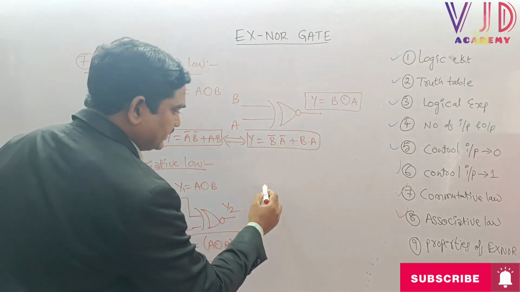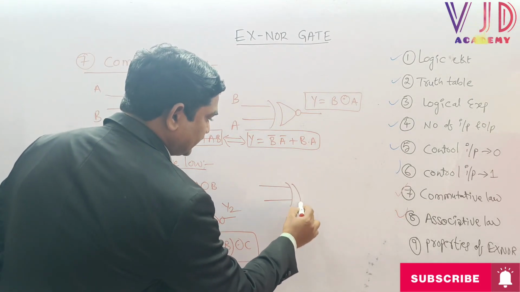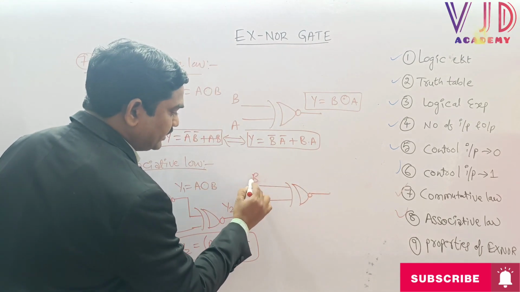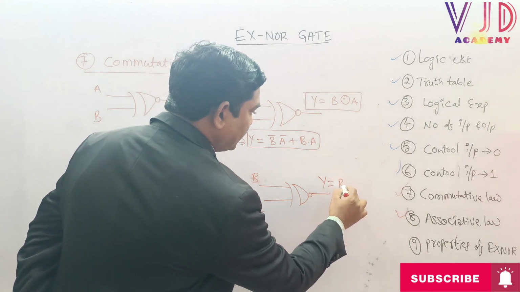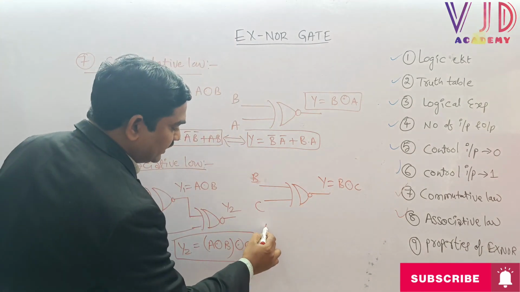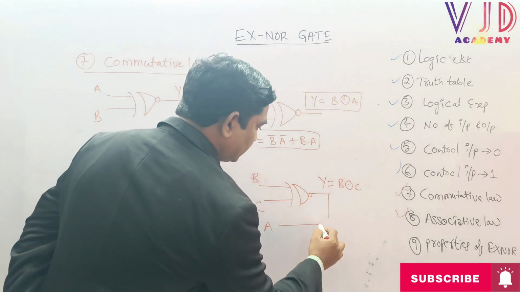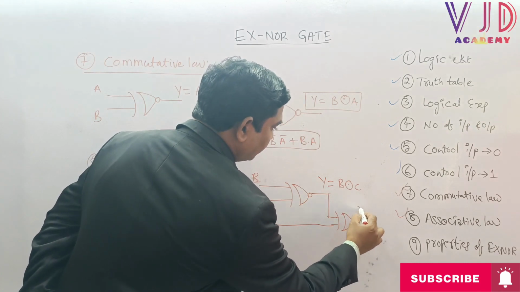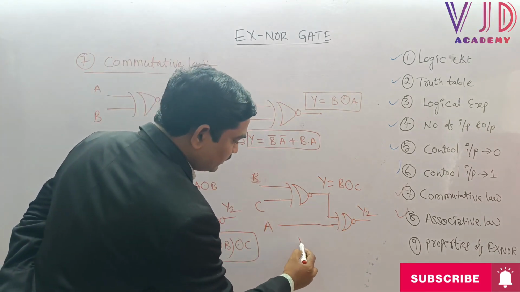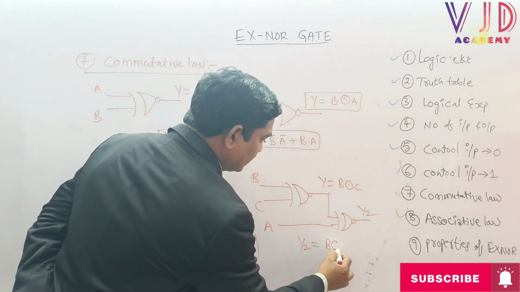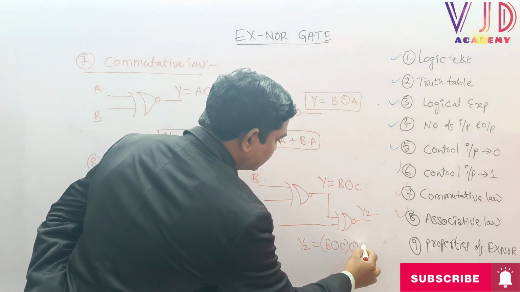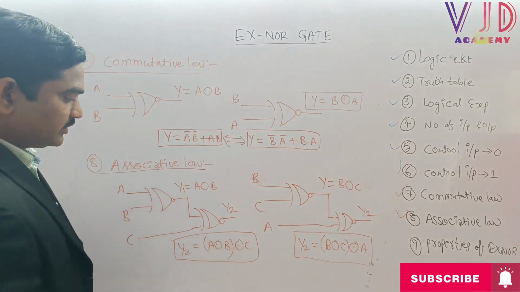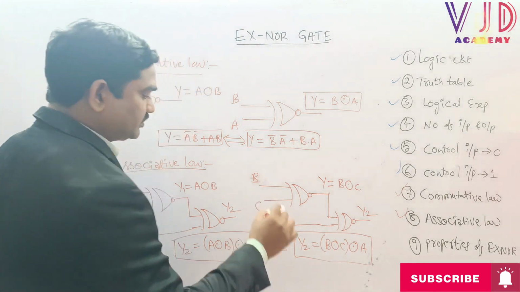Here let me take another case. Here, sir, this is an XNOR gate having inputs B, C. Now the output will become B XNOR C. And if I take A here, this output is connected to another XNOR gate, and now the output is Y2. Here Y2 will become B XNOR C XNOR A. So this is another logical expression. Here these two outputs are not equal.